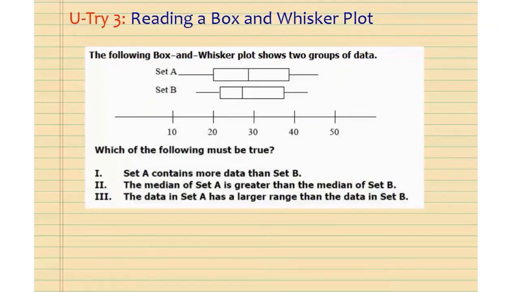Here's the last U-try. Question asks which one must be true. So if the information is not clearly visible on the question, there's no need to guess. We're just looking for which one must be true. Compare the medians, compare the ranges, and look at the numbers.